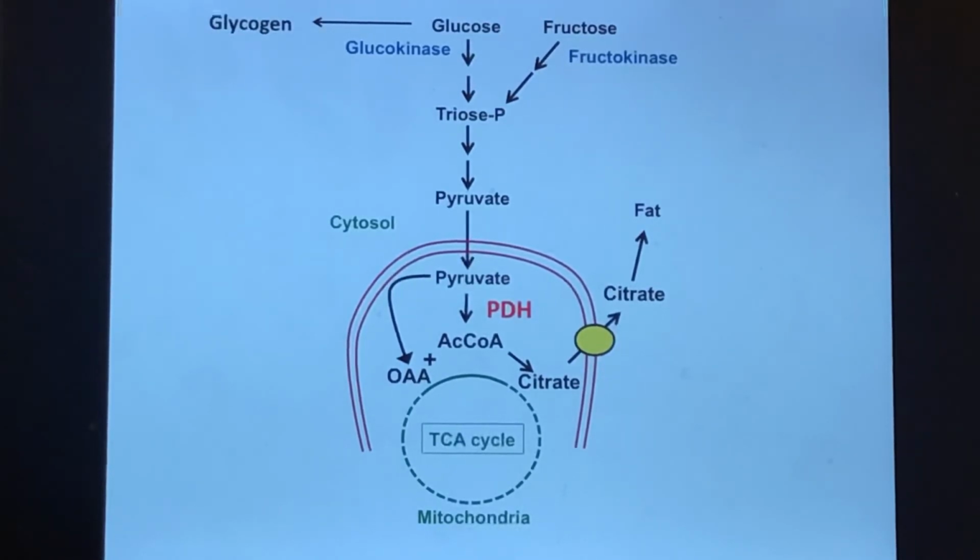So some of it builds up, achieves a certain concentration, and then it oozes out of the mitochondria into the cytosol, where it actually serves as a substrate for making fat by the fatty acid synthase and some additional enzymes that are not shown. So fatty acid synthesis occurs in the cytosol from citrate, but the citrate's initially derived in the mitochondria.